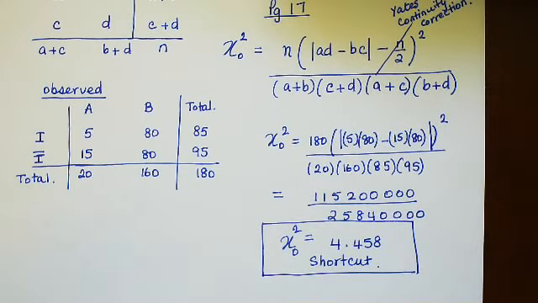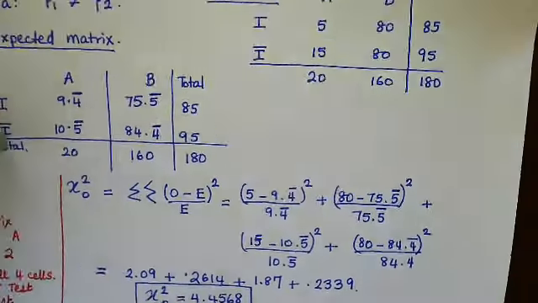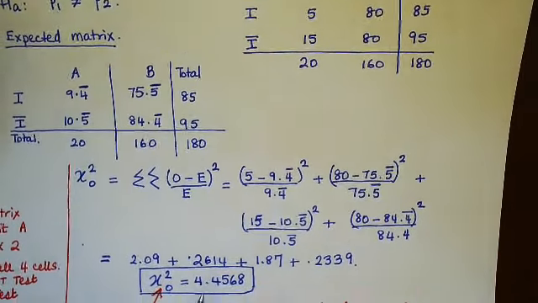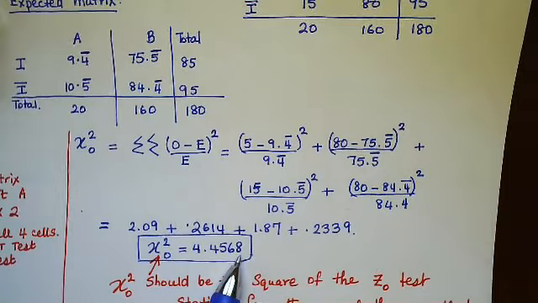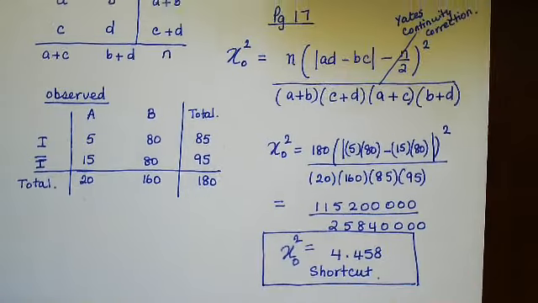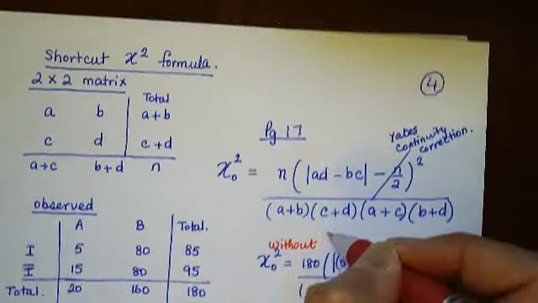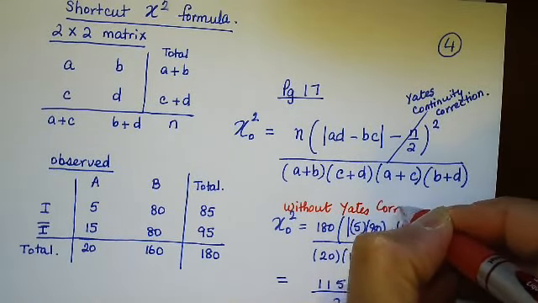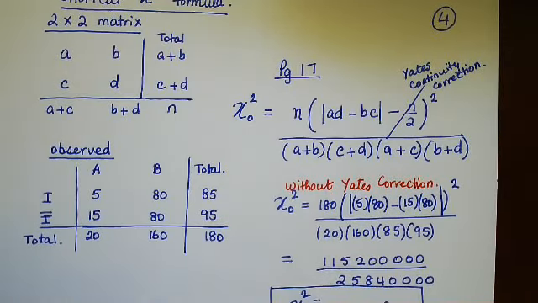Let's see, does this match what I had before? So on page 3, I had the chi-square done the right way, the long way. I had 4.457. 4.458 using the shortcut method. So you see that the shortcut method without Yates correction will match what you had before using an expectation matrix.